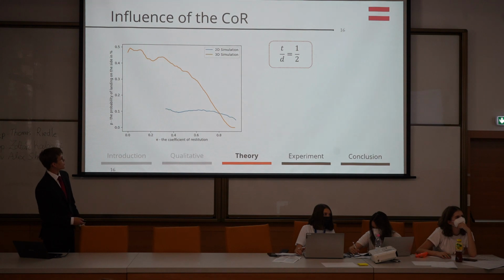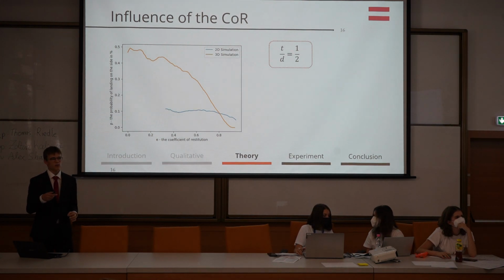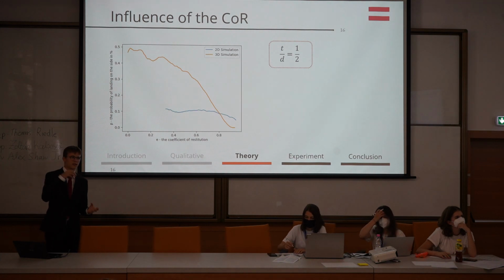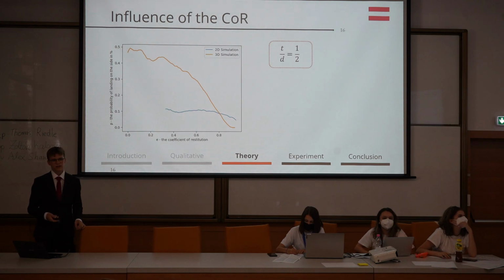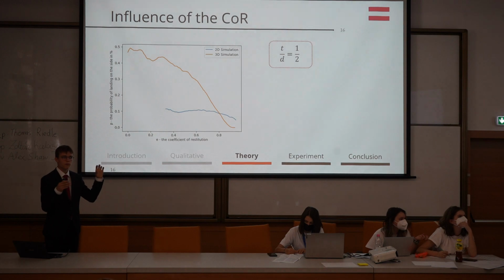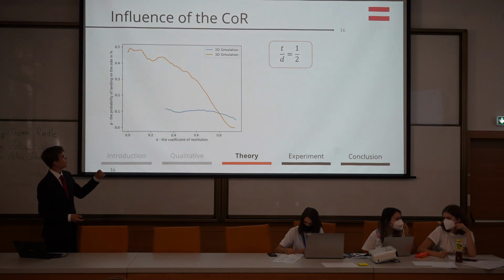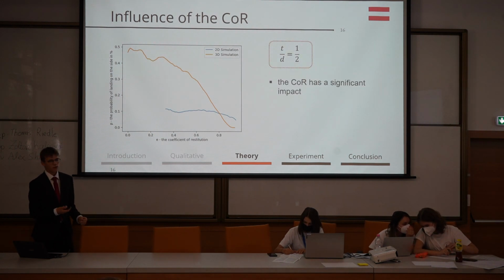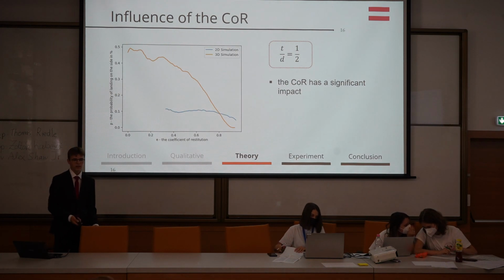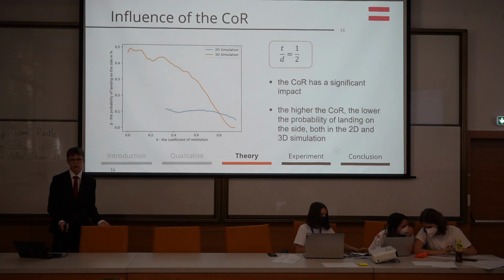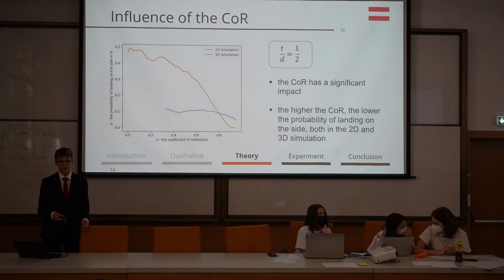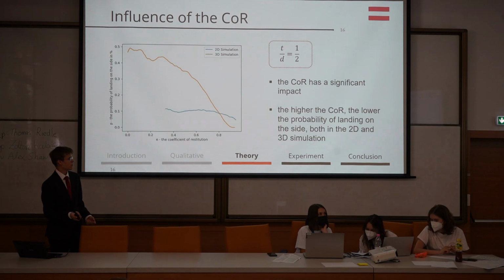Now to the influence of the coefficient of restitution. Unfortunately, the 2D theory wasn't numerically stable for very small coefficients of restitution, because it sometimes stuck into the ground, and we had problems figuring out the real probability for low coefficients of restitution. But nevertheless, we can conclude that the coefficient of restitution has a significant impact. And we can also conclude that the higher the coefficient of restitution, generally, both in 2D and 3D, the lower the probability of landing on the side.